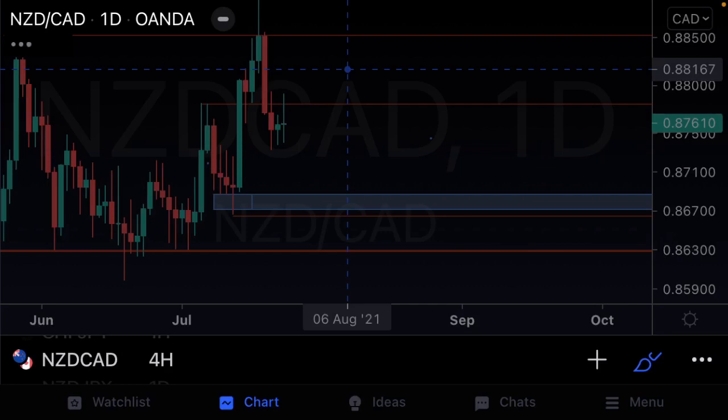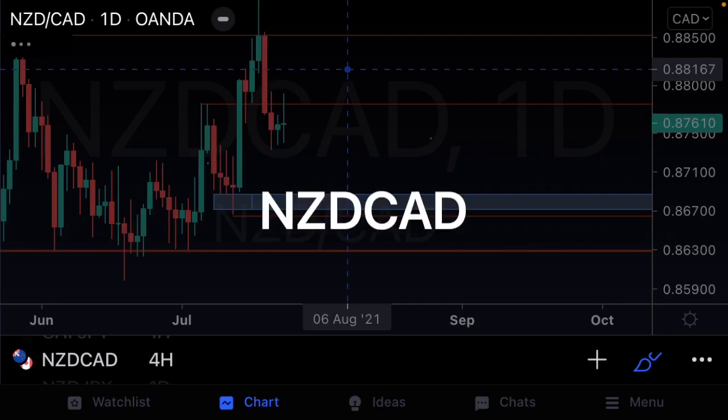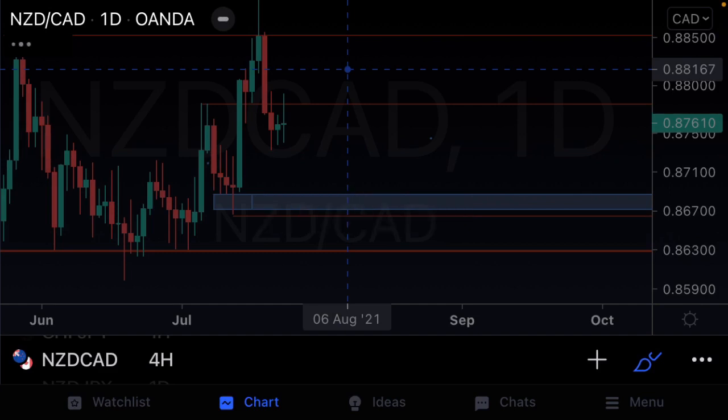So if we see CAD strength obviously sending these pairs to the downside, guys, we will be looking to sell NZDCAD. And if we see CAD weakness sending these CAD quote pairs to the upside, the pair that we will be looking to buy is AUDCAD.